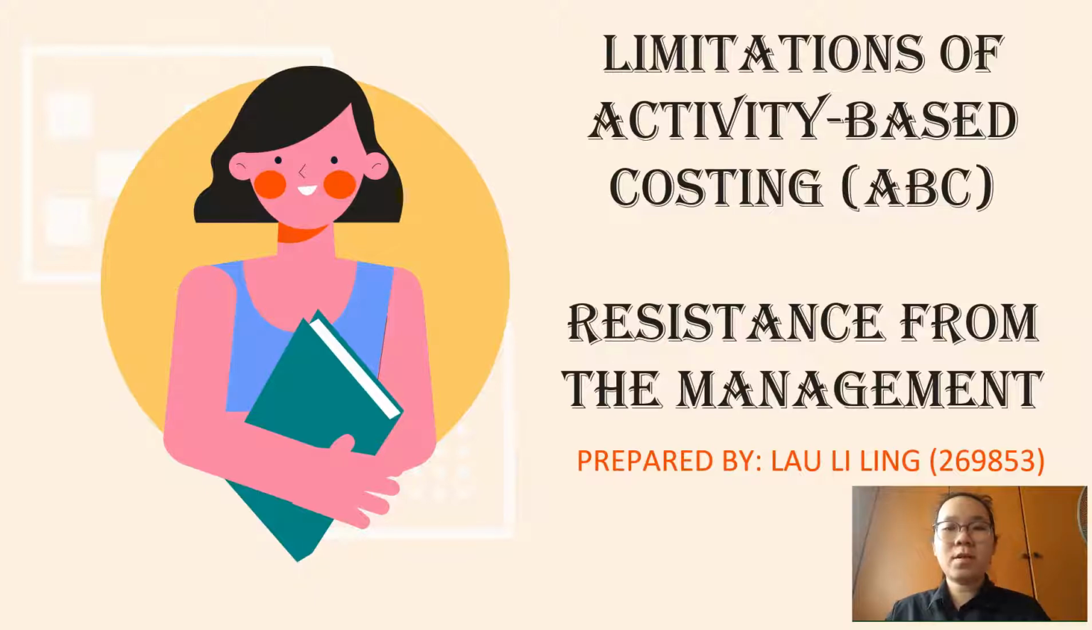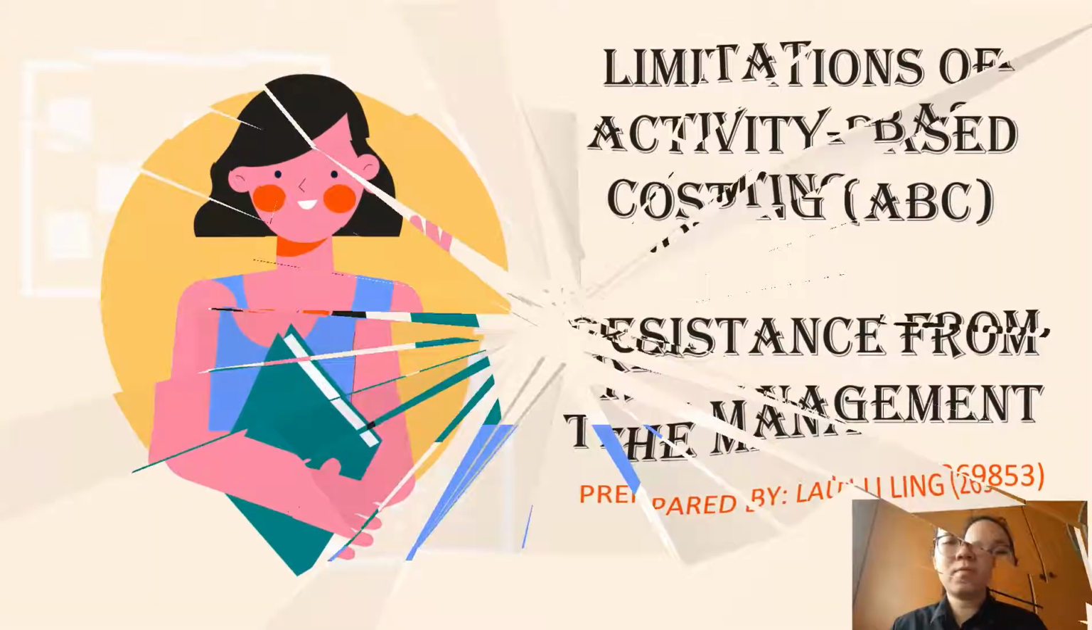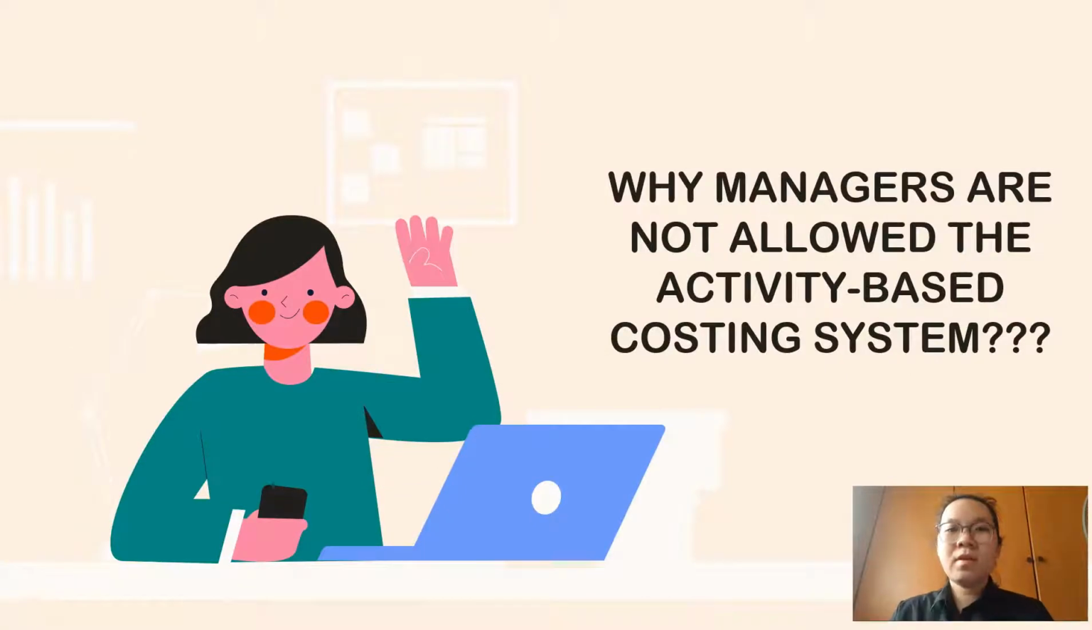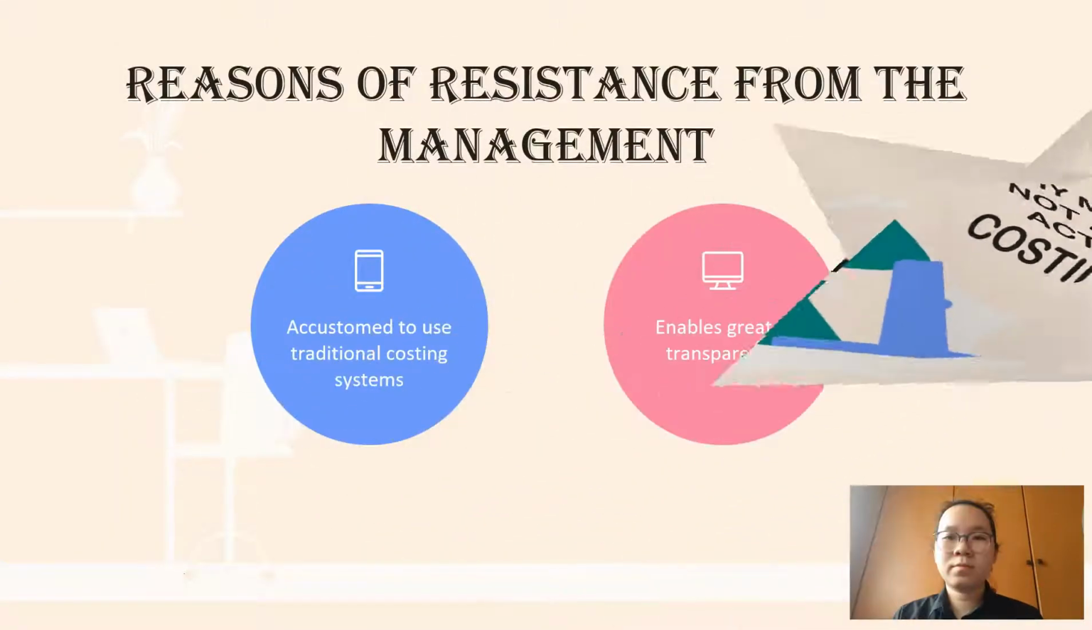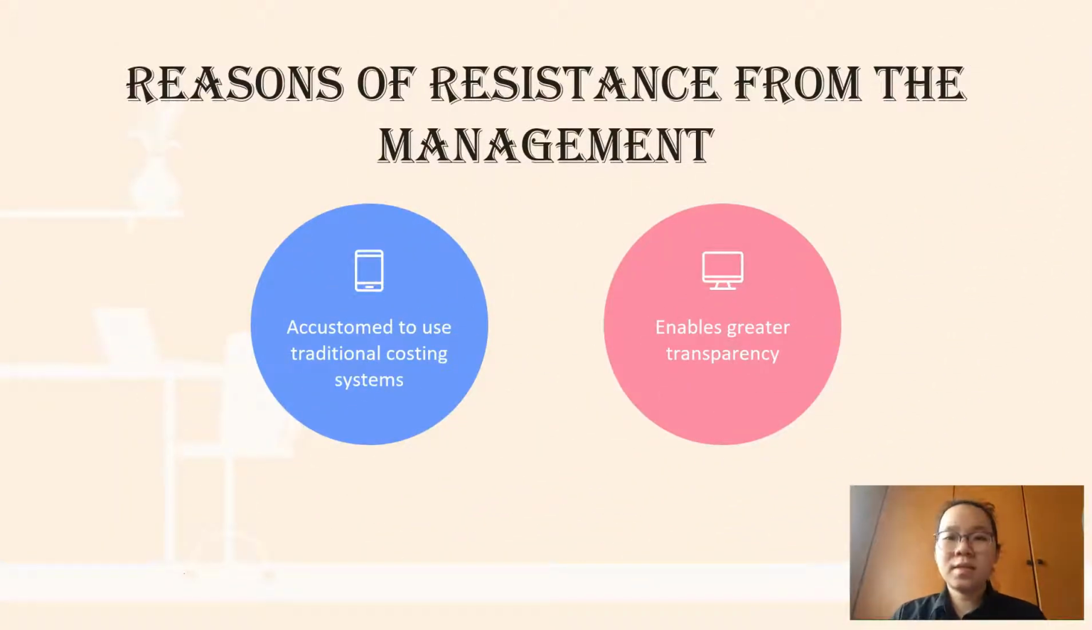I would like to present about limitation of activity-based costing, ABC. One of the limitations of activity-based costing is resistance from the management. Thus, why do managers not allow the activity-based costing system? This is because the managers are accustomed to using the traditional costing system, and the activity-based costing enables greater transparency of how resources are consumed.